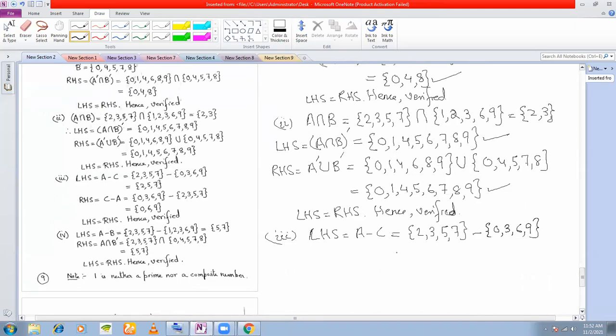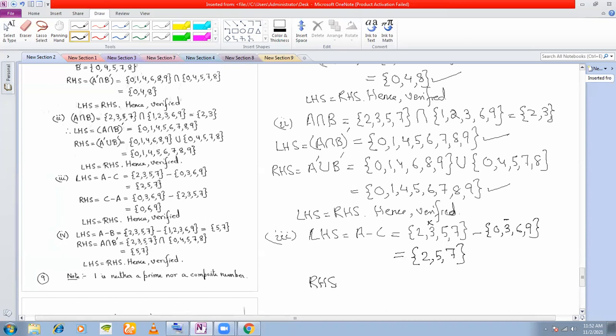Okay. Now, what are the elements of A minus C? Those elements of A which are not there in C. So you only keep those elements of A which are not there in C. So what are the elements in C? 3 is an element. So you remove this 3 from A. And no other element. So you simply remove 3 from this. So you get 2, 5, and 7. Okay. So this is your A minus C.